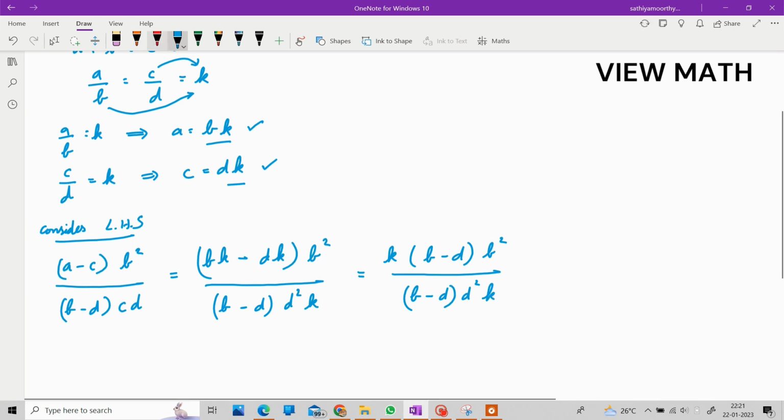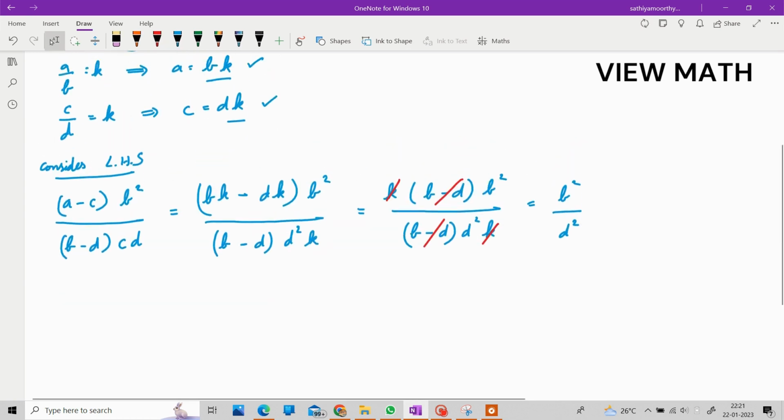Now I am going to cancel the common terms. K is common, I am going to cancel K term. B minus D and B minus D is common, I have cancelled. So remaining I am getting B square by D square. So keep this as it is. Now next I am going to consider the right hand side term.